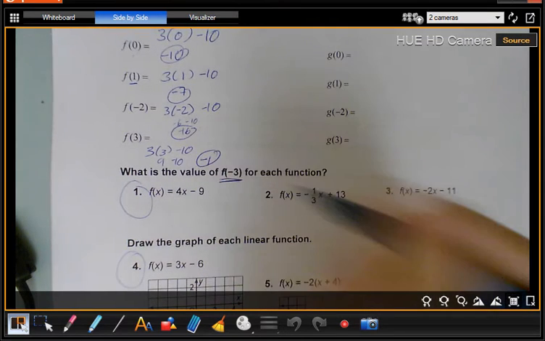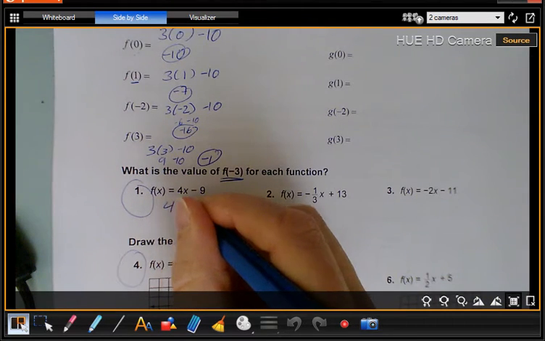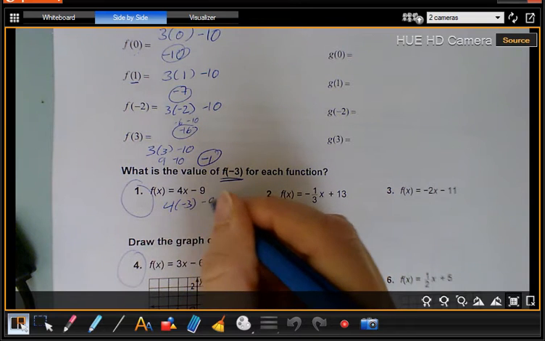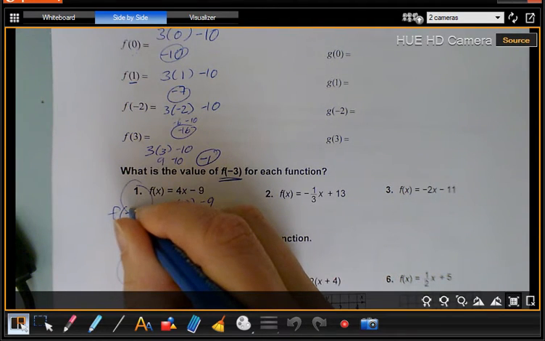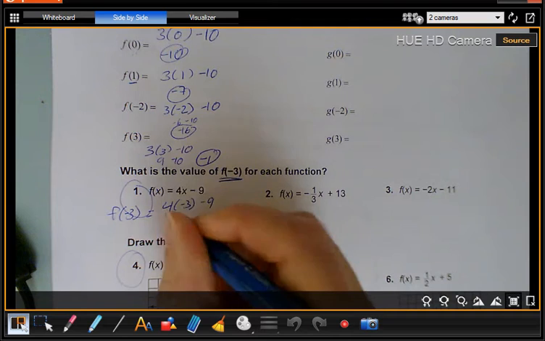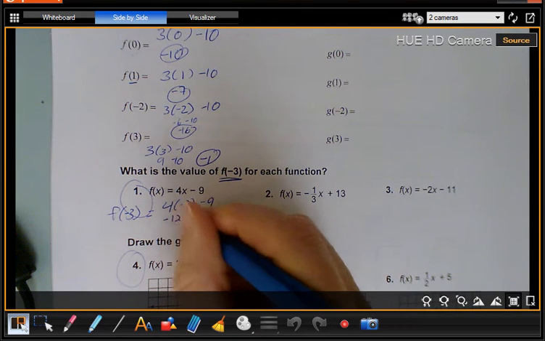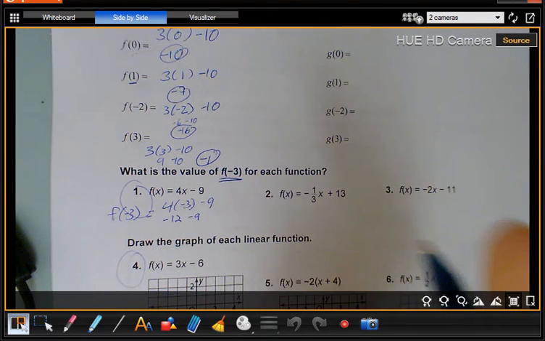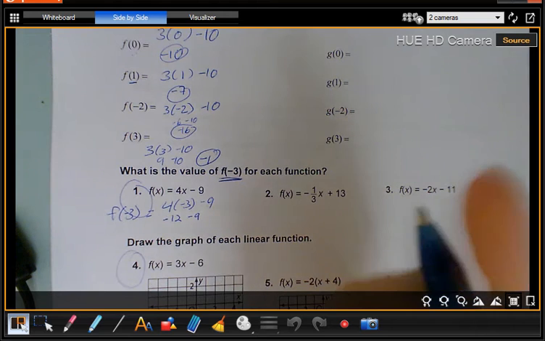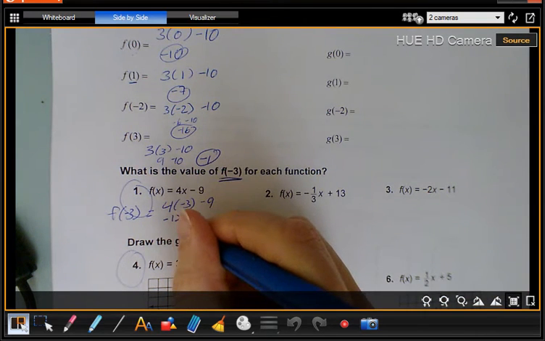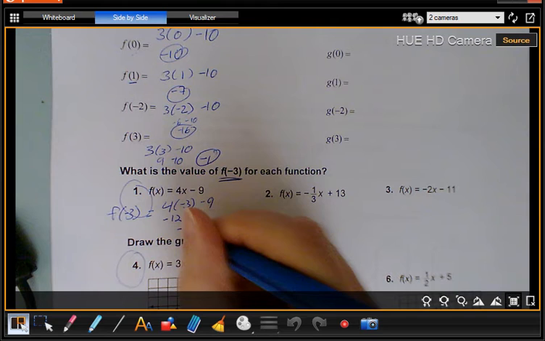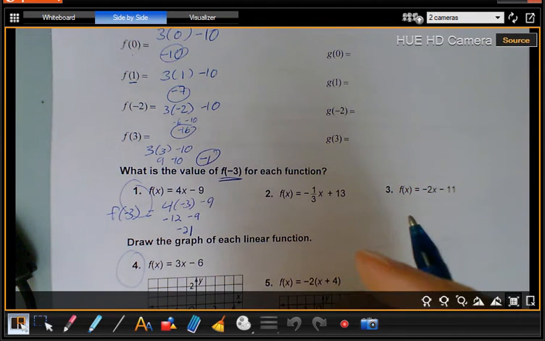Right here, it asks us to plug in negative 3. So we're just going to go 4 times negative 3 minus 9. It's f of negative 3 equals this. 4 times negative 3 is negative 12, minus 9. We get negative 21.